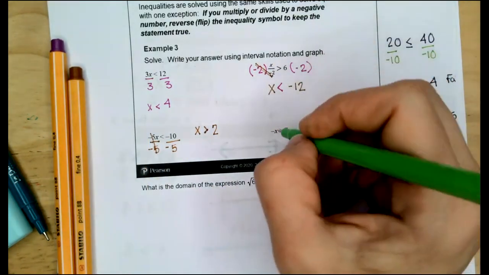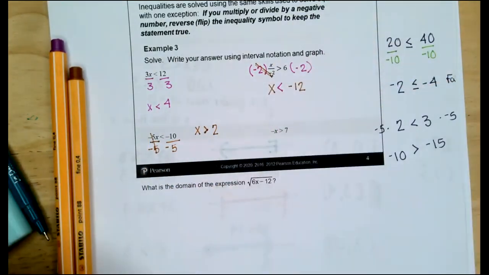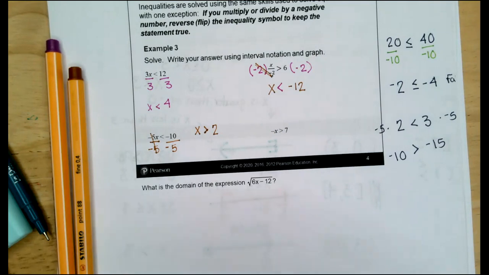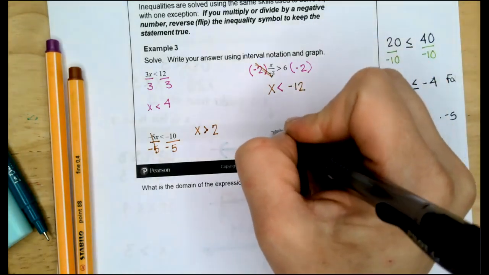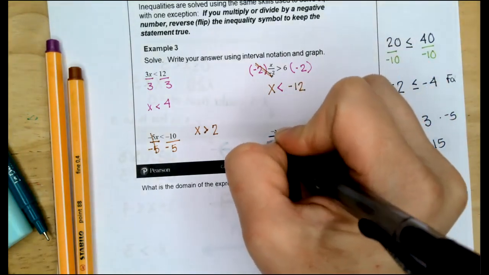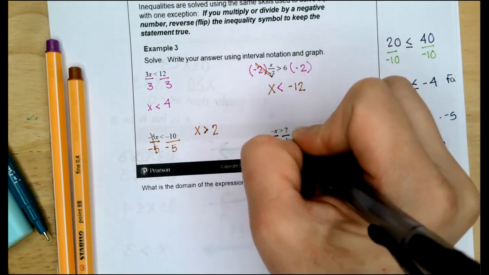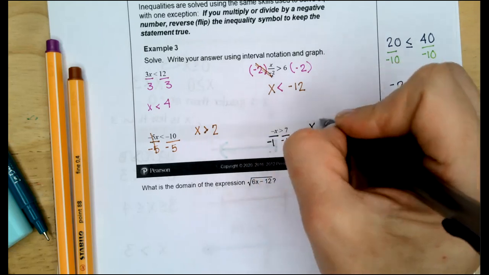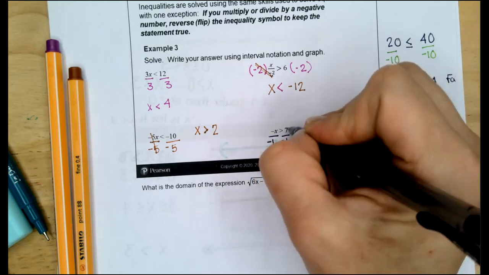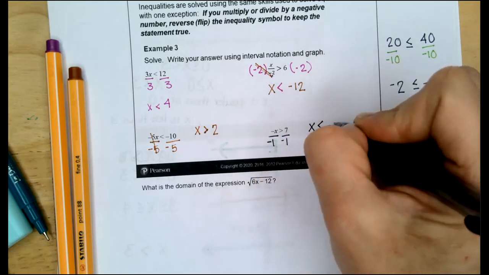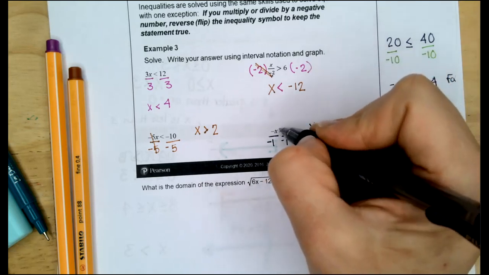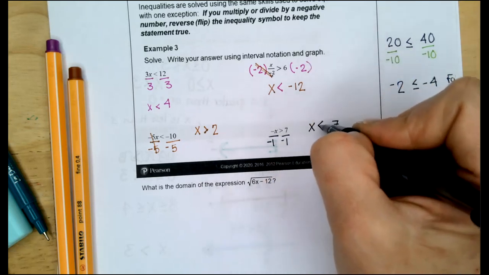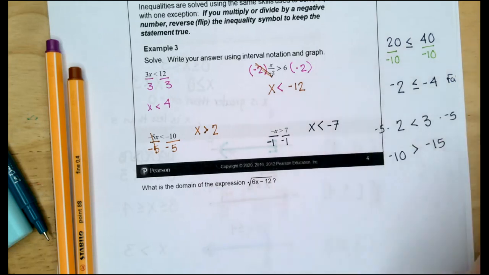-x is greater than 7. Okay. How do I get it to be x? Divide or multiply by -1. -x divided by -1 gives me a positive x. I divided by a -1, so I have to flip the sign. 7 divided by -1 is -7. So if -x is greater than 7, x is less than -7.